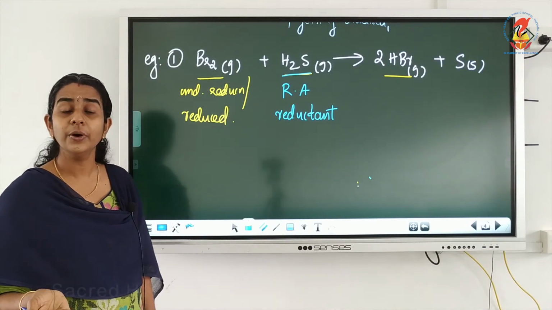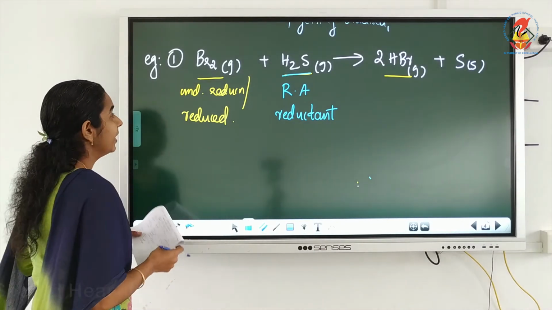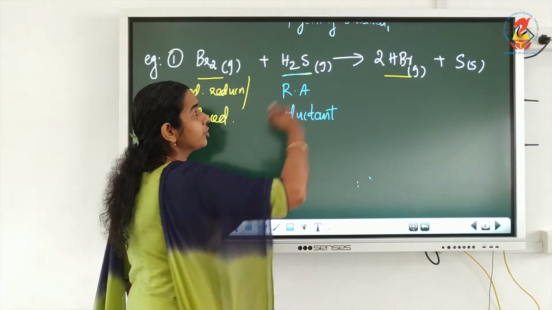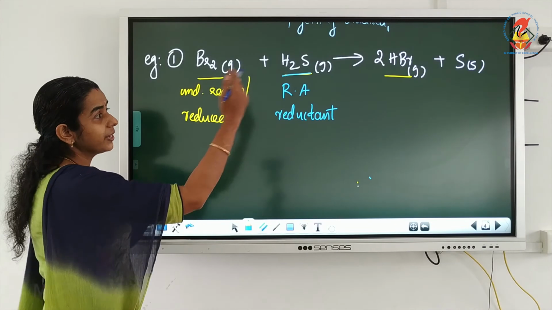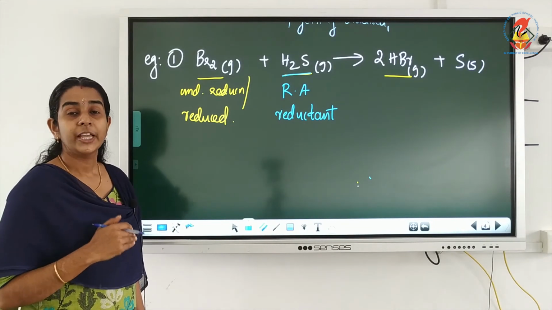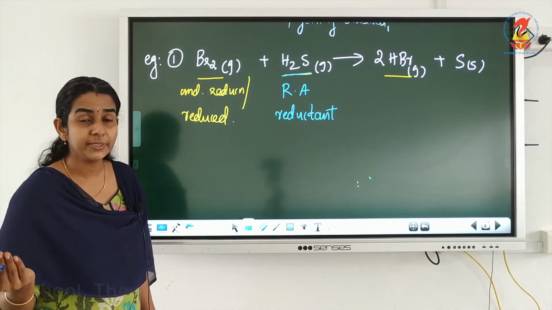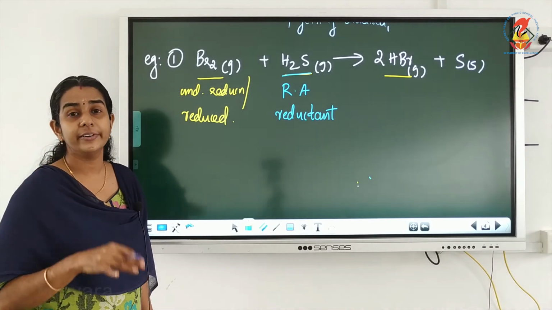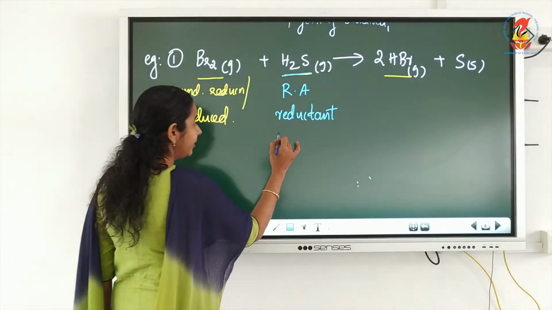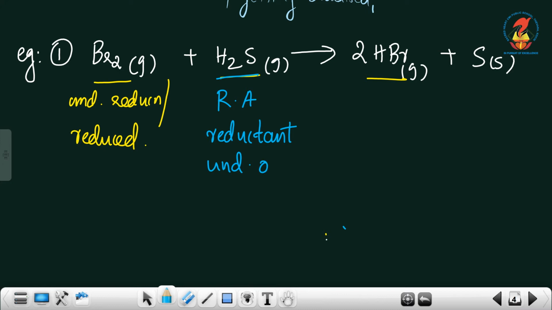So that bromine can undergo reduction. And see what is happening to H2S here. H2S becomes sulfur by removing hydrogen. That means it is undergoing what? Oxidation. See, a reducing agent will always be undergoing oxidation.